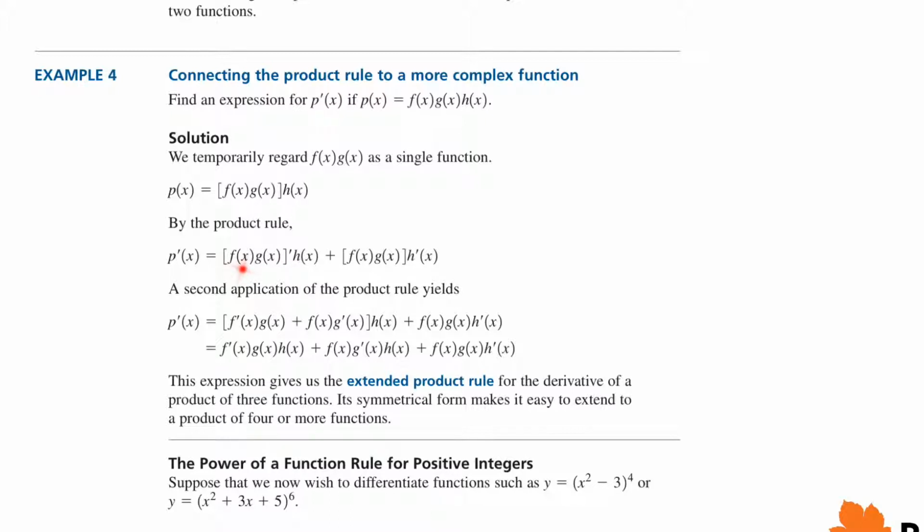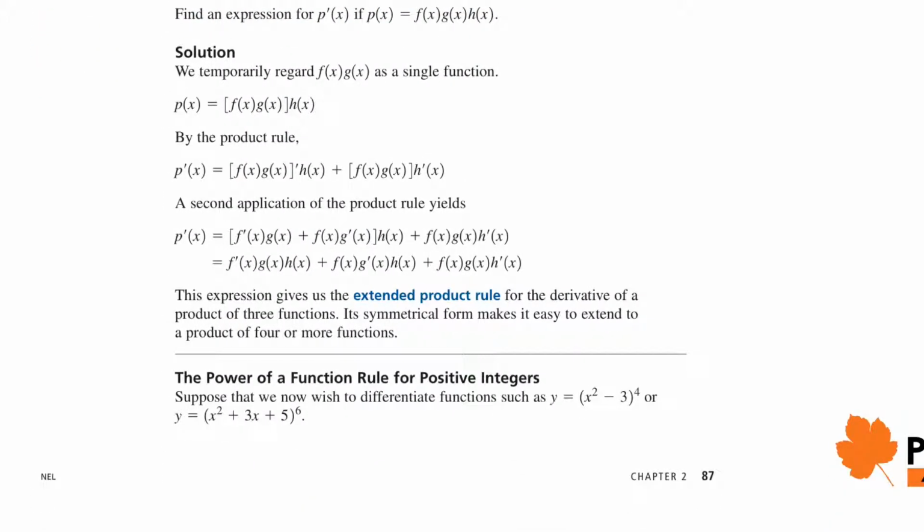We use the fact that the derivative of f of x times g of x is f prime of x g of x plus f of x times g prime of x, and we expand and simplify it. This is an extension to the product rule. It can be done for n functions similarly.